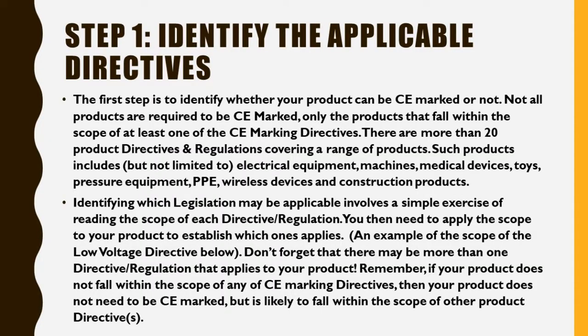Step 1. Identify the applicable directives. The first step is to identify whether your product can be CE marked or not. Not all products are required to be CE marked, only the products that fall within the scope of at least one of the CE marking directives. There are more than 20 product directives and regulations covering a range of products. Such products include, but are not limited to, electrical equipment, machines, medical devices, toys, pressure equipment, wireless devices, and construction products.